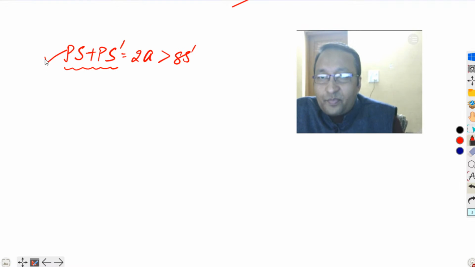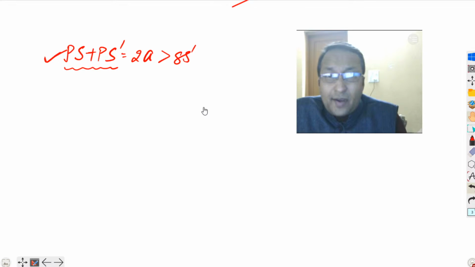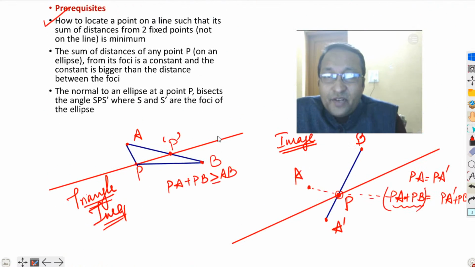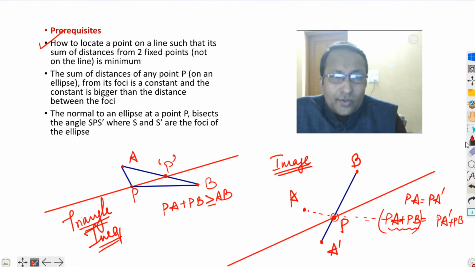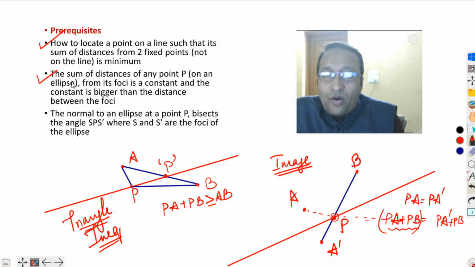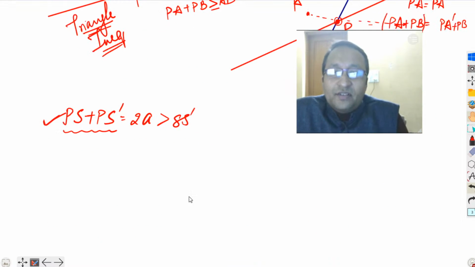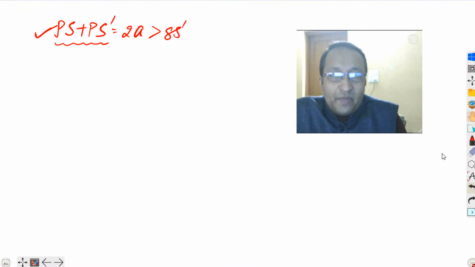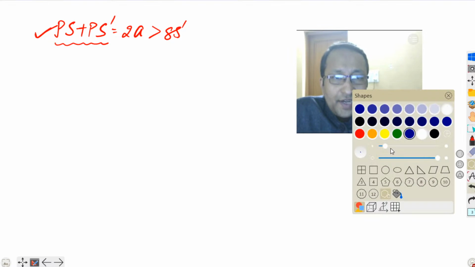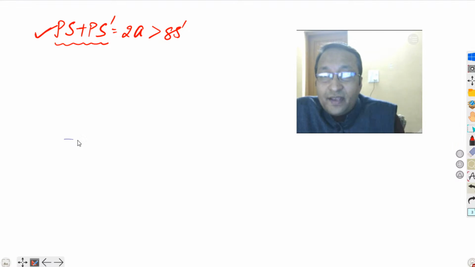So the second prerequisite, that becomes the geometrical definition of an ellipse, is also covered, that the sum of distances of P from the foci is a constant, and this constant is bigger than this. We can prove it with geometry, but since we have taken a problem of ellipse, it is understood that you know this much. Now to the bigger one. The statement says that the normal to an ellipse bisects angle SPS dash.